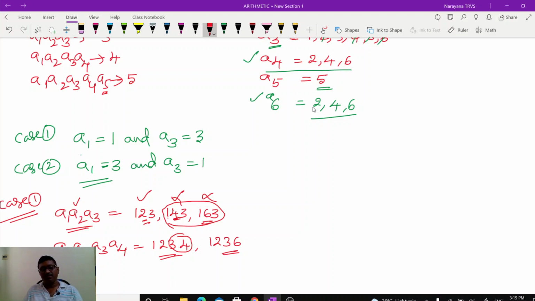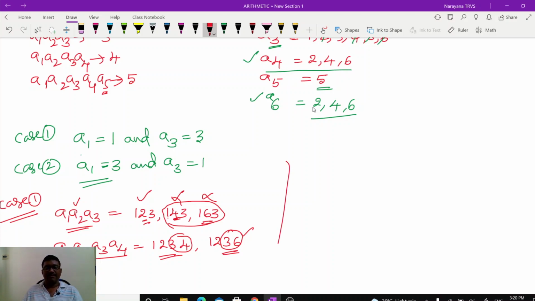Look at the second one, 1, 2, 3, 6. The last two digits here are 36. 4 times 9 is 36, so this is divisible by 4. So we can take 1236 as a number which is divisible by 4.